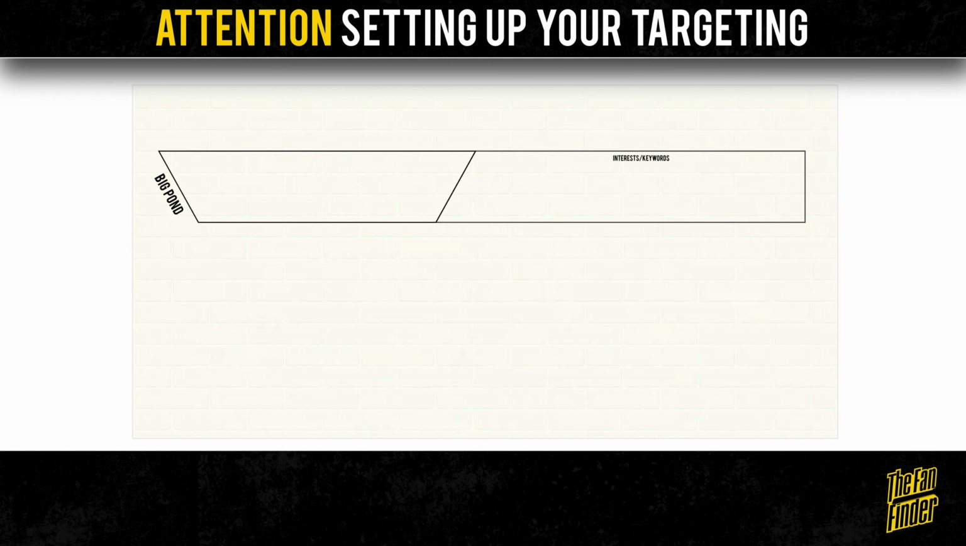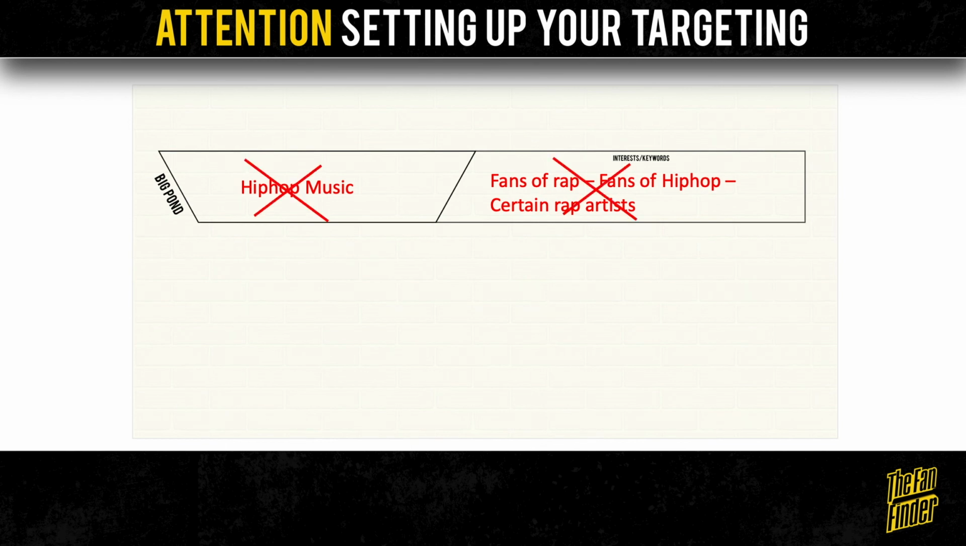Now, the top one. You see the word big pond over there. The big pond would be hip hop music. And on the right, you see what kind of interest and keywords you could use to target that pond on the left, that audience. So if we talk about hip hop music, we could say fans of rap, fans of hip hop, certain rap artists we could target. All right? So this is what we talked about earlier, okay? But what I also said earlier is that we're not gonna do it like that.